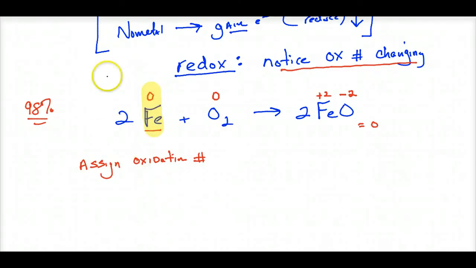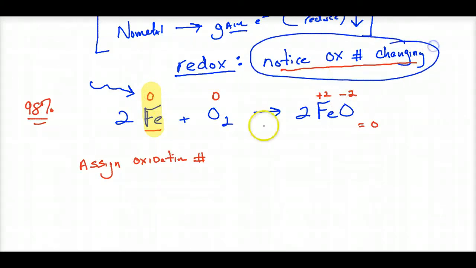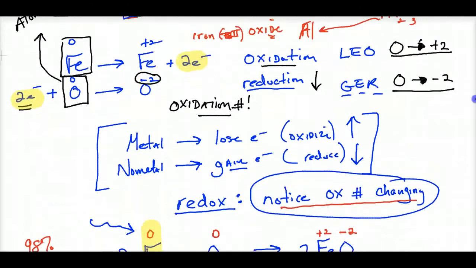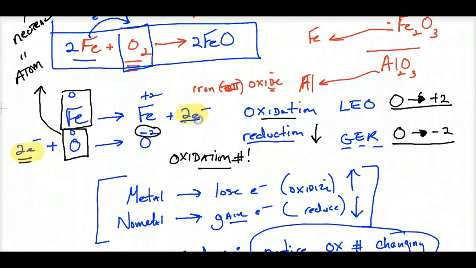And why does this work? Because if you can find one neutral atom, go find that 0, you know that it's something other than 0 on the other side, which means the oxidation numbers are changing. And why are they changing? They change because electrons are either being lost in oxidation or gained in reduction.